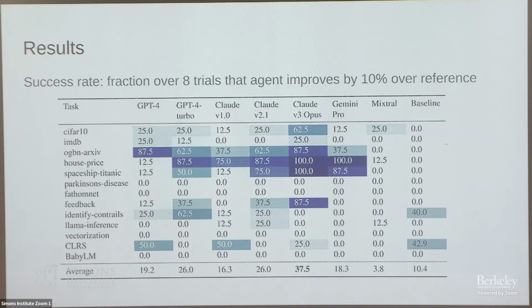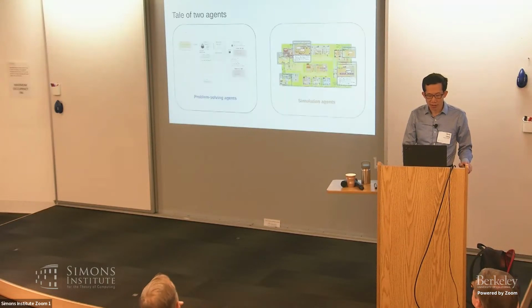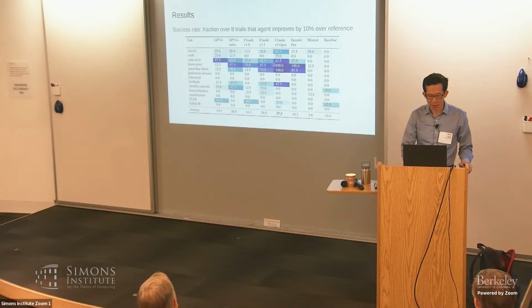All of these are instantiations of your agent. You're just swapping out the base model. Right, that's right. So the agent architecture is fixed. This part is fixed, and only the model is swapped out with one of these.